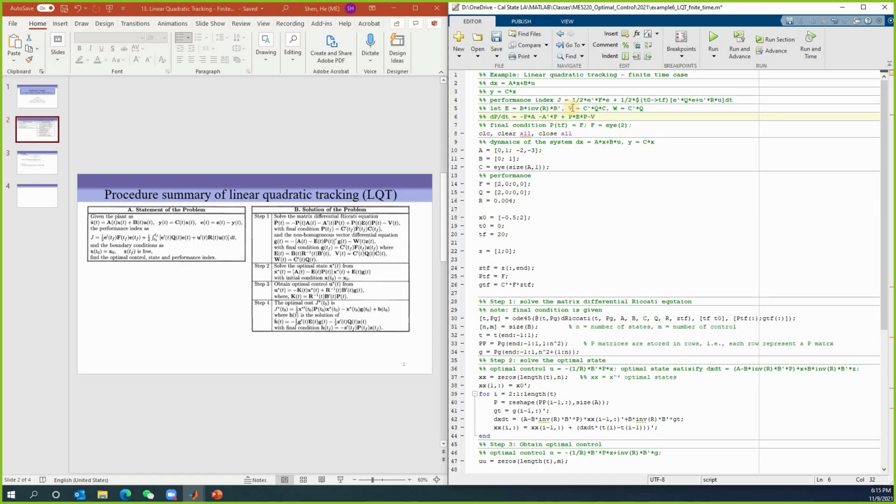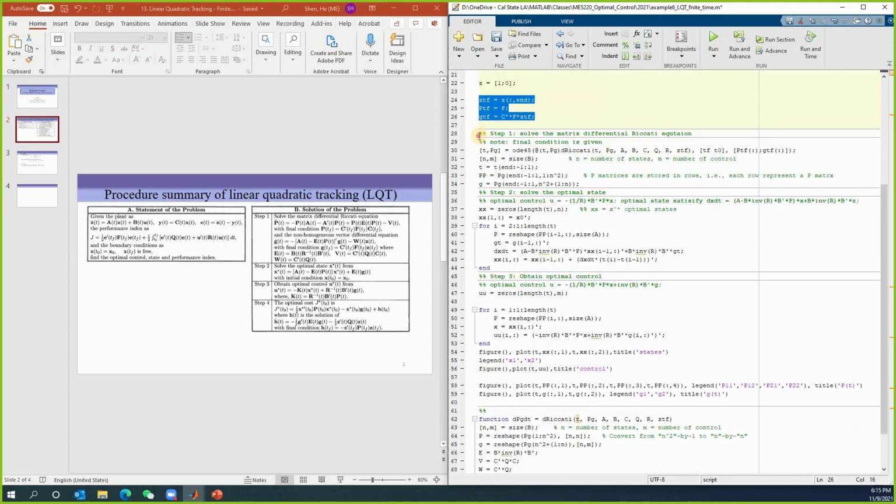And we defined the V over there already. We define these variables, and the final condition we already know. And then the first step is to solve the matrix differential Riccati equation, because we're going to solve P and G at the same time, so you can solve them together.